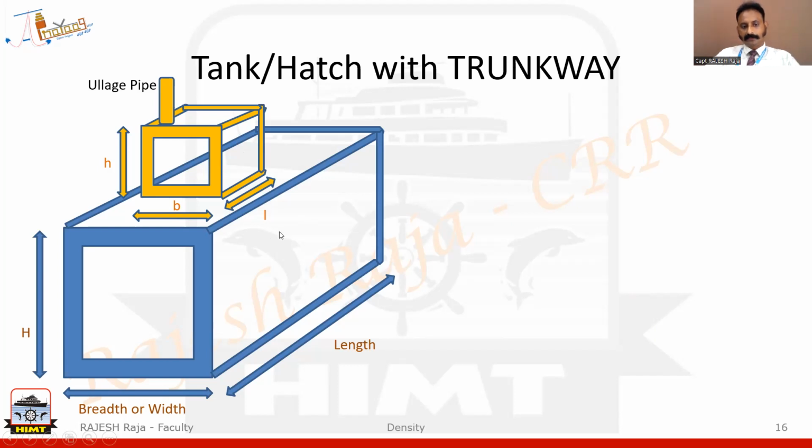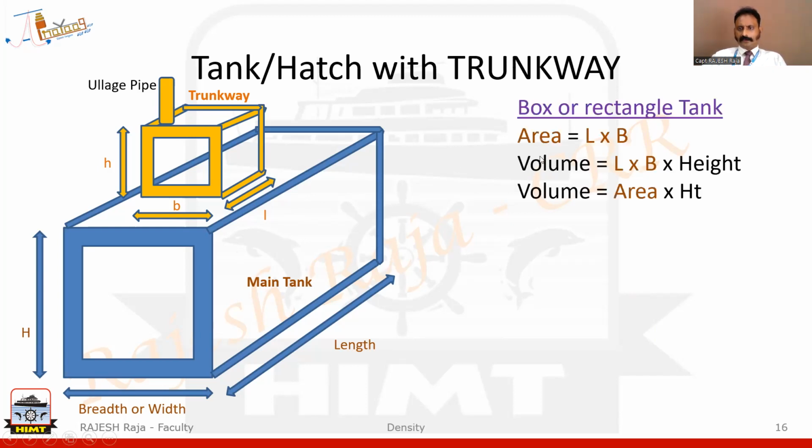So how do we go about these questions? Number one, I've shown you this is the main tank and this is your trunkway. You can have two cases. Number one, the liquid is filled only in the main tank. Number two, it can fill up the main tank and come into the trunkway. So let us quickly see what are the formulas you can use. As usual, my empty main tank is going to be L into B, which is your area of bottom cross section. So volume of the empty bottom tank is area into the height.